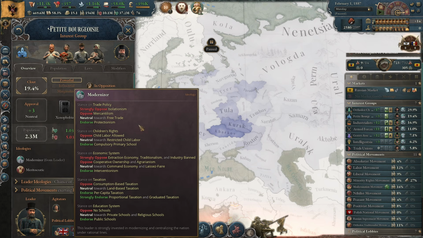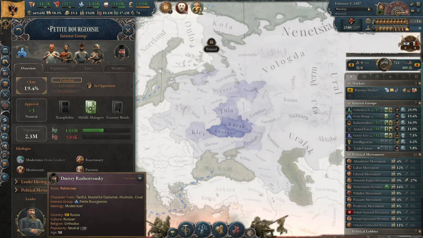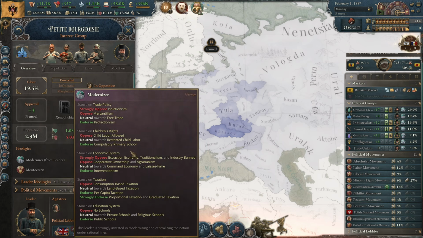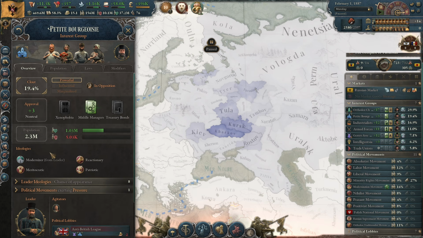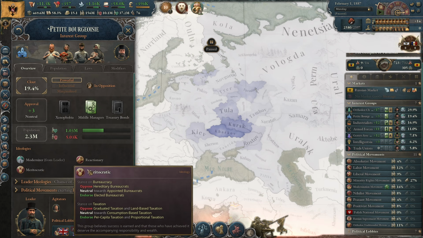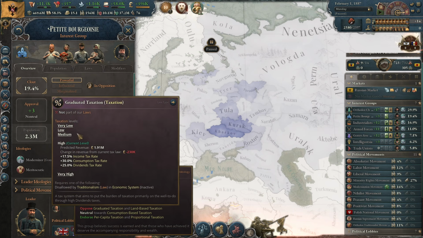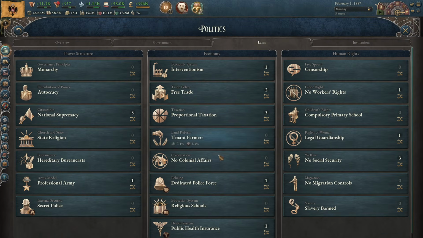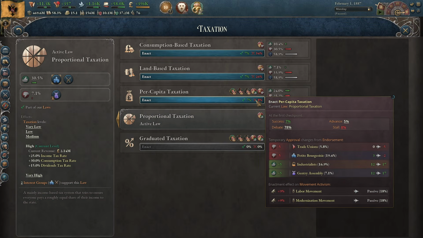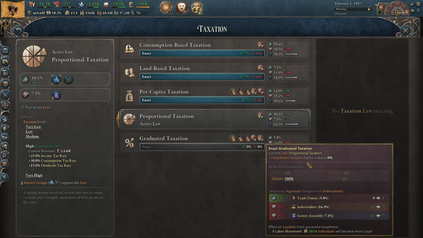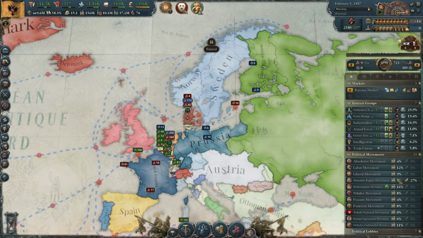You also have ideologies from your leaders, and this is important to note because leaders effectively override the group's ideologies. So as a modernizer, for example, they want compulsory primary school, they want protectionism, they want proportional and graduated taxation. But normally, with mediocratic, the bourgeoisie don't support graduated taxation, they actually oppose it. However, because they have a modernizer right now, they actually would oppose switching to per capita taxation from proportional and wouldn't oppose going to graduated. And that matters an awful lot.